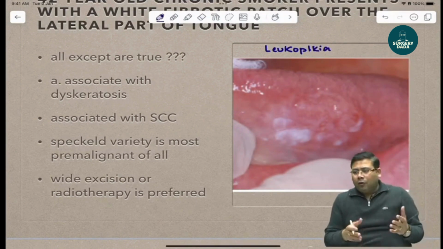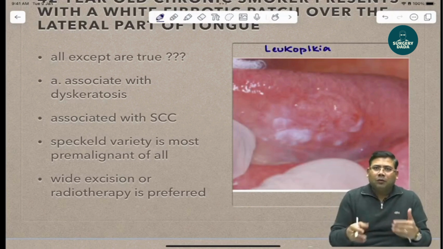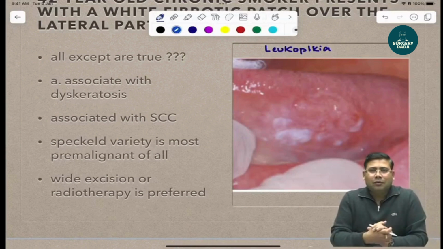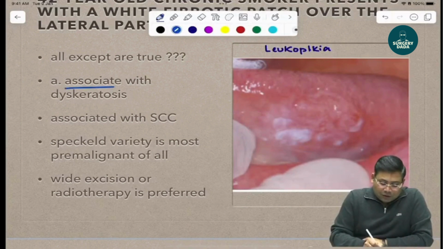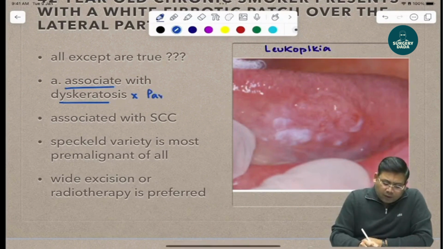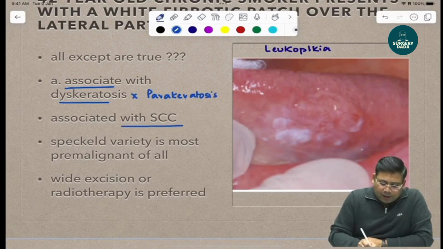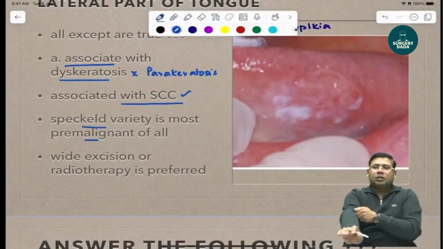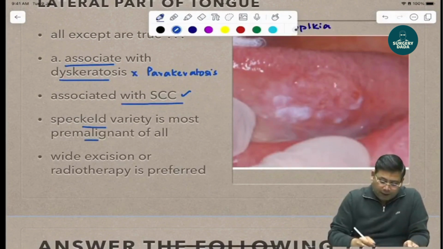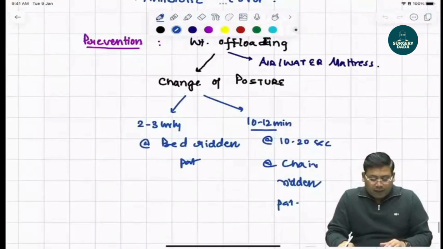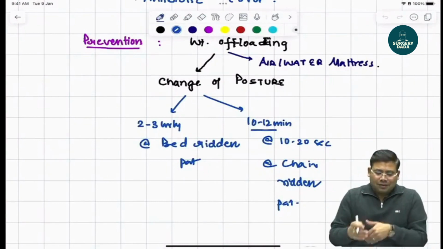When we talk about leukoplakia, which of these things are all true except one? Let us understand, and we shall be discussing a lot more about leukoplakia. It is associated with dyskeratosis. This is absolutely wrong. Why? Because leukoplakia is associated with parakeratosis. Yes, it is a pre-malignant lesion which can lead to SCC. Speckled variety is the most pre-malignant type of leukoplakia, and wide excision or radiotherapy is what is performed. So without wasting any time, let us continue with the same session.